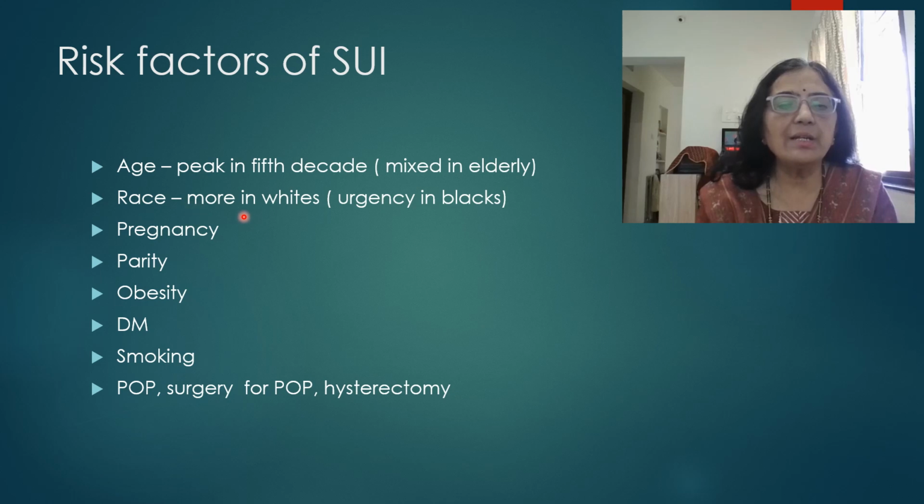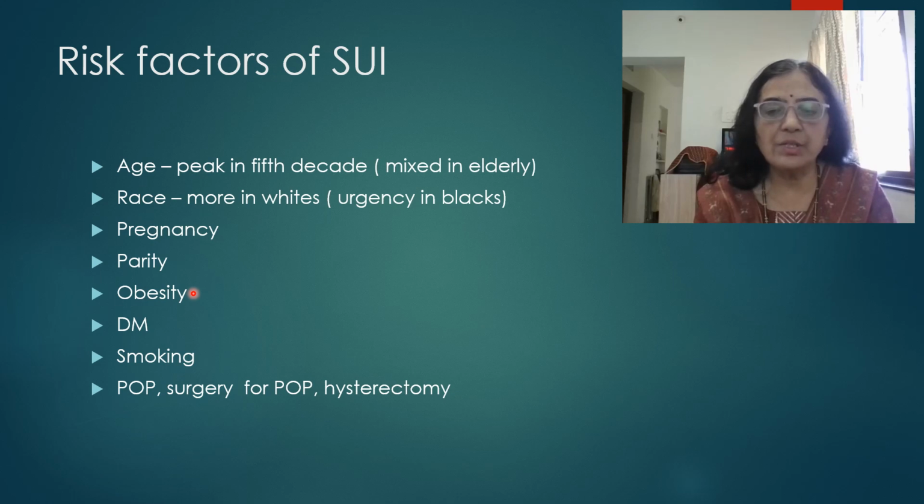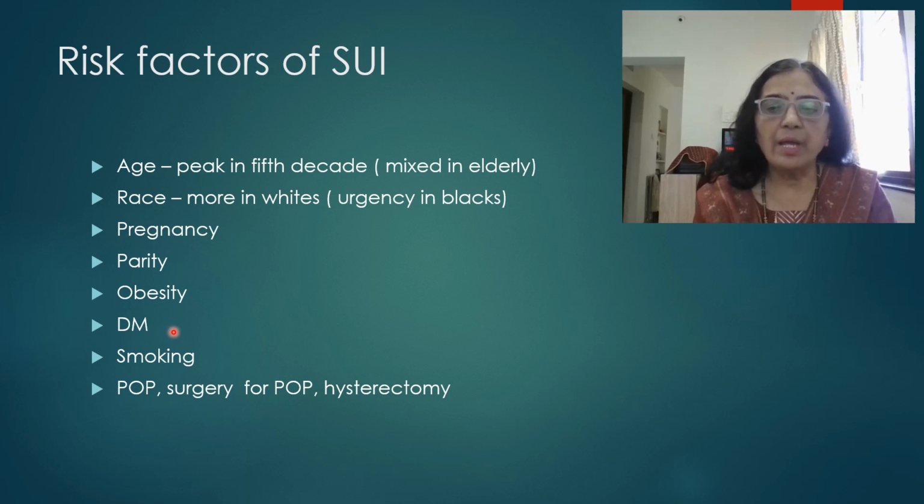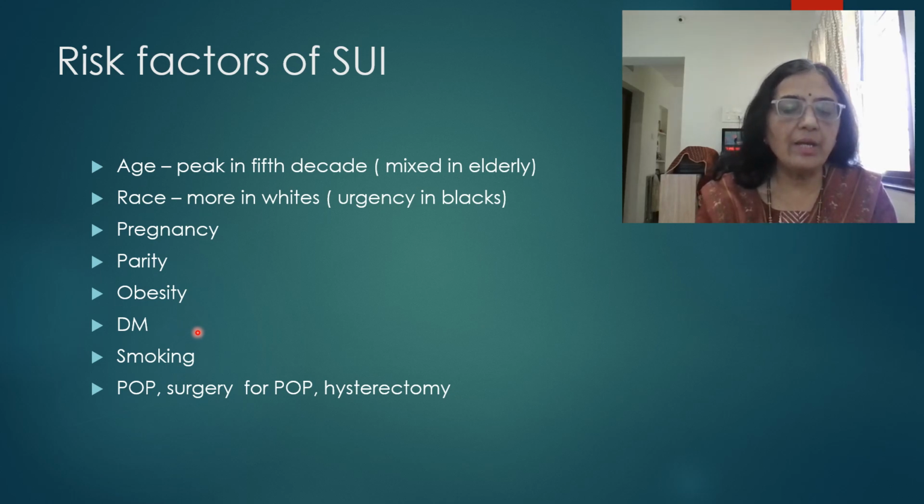Racial differentiation is there: SUI is more common in whites, whereas urgency incontinence is more common in blacks. During pregnancy, SUI is more common. With increasing parity, SUI prevalence increases. Obesity is a risk factor for SUI, so weight reduction is associated with reduction in the severity of SUI. Diabetes mellitus is a risk factor, and control of diabetes also helps in reduction in severity of SUI.